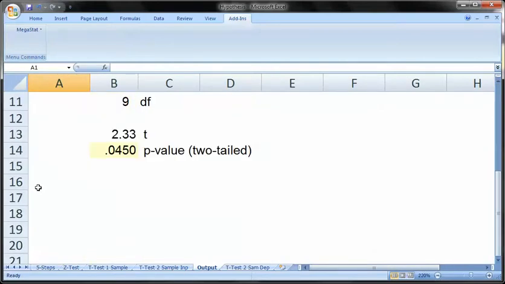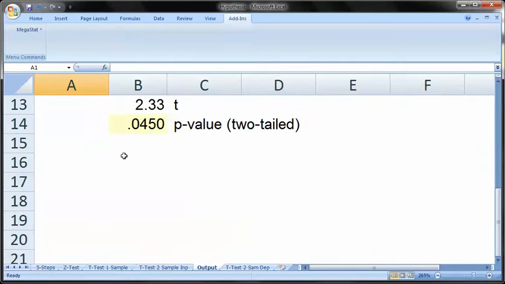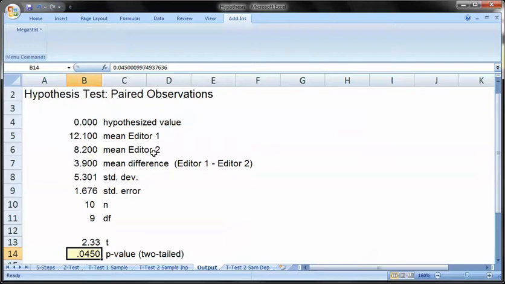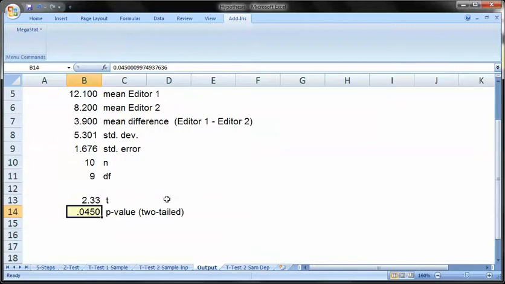Now it's kind of hard to see, but it is slightly different color here. It's a light yellow, 0.04 p-value. Okay, so you have to watch that. So it looks like the mean is 12 for editor 1, 8 errors for editor 2. The mean difference is about 4. Standard deviation is 5.3. So it could go either way. And 0.045 is our p-value.